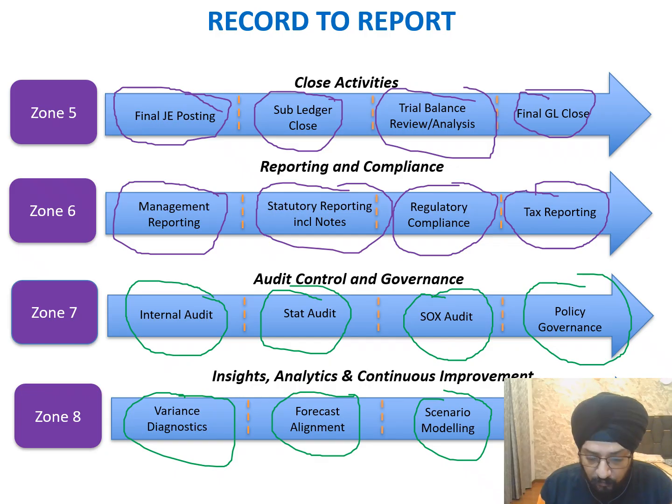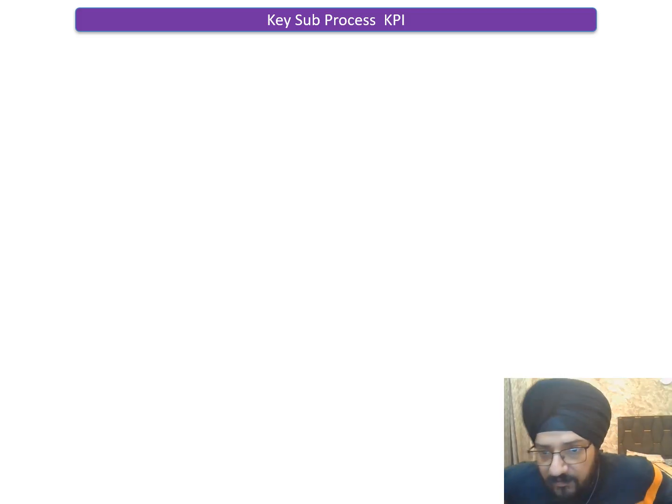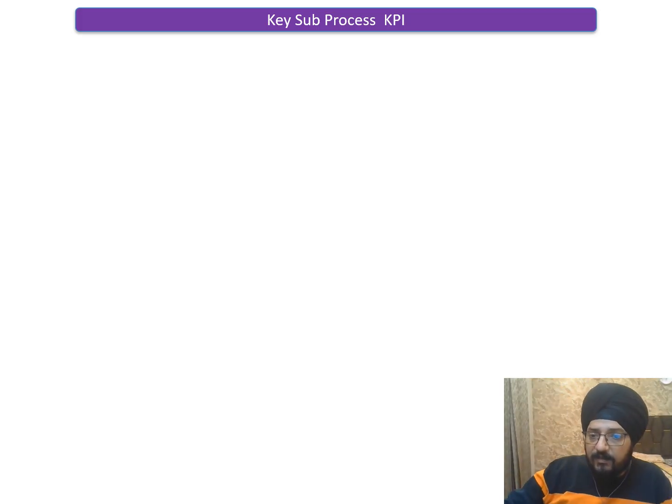Now, what we're going to do is have a look at all the KPIs at each sub-process, and how we can ensure that these processes are effectively working or not. So let's move to the next slide and see all the KPIs for these sub-processes. Okay, so let's quickly have a look at the set of KPIs that we need to measure at each sub-process level to ensure whether our processes are working fine and effectively.